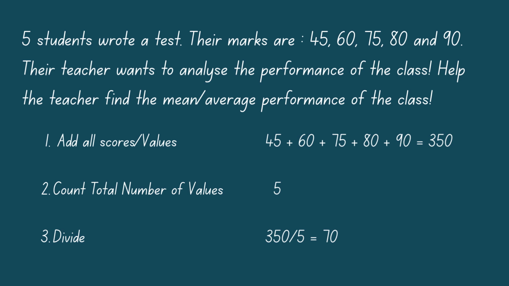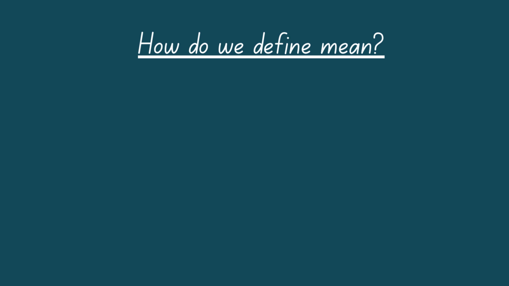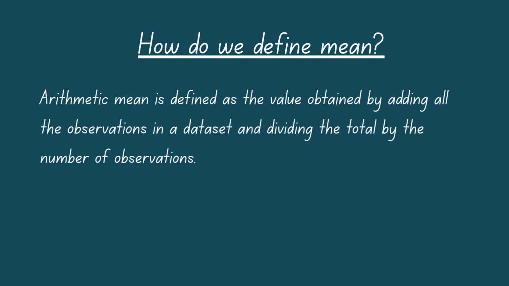We have seen how to calculate mean using direct method. Now let's see how to define arithmetic mean. Arithmetic mean is defined as the value obtained by adding all the observations in a dataset and dividing the total by the number of observations.